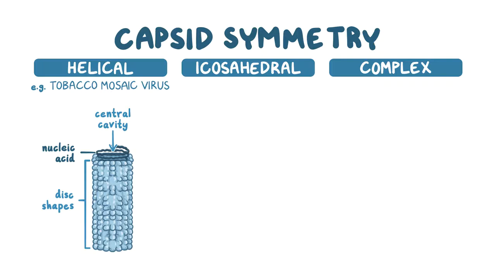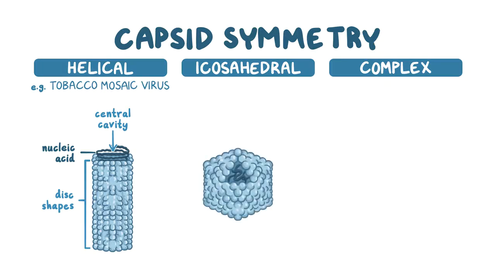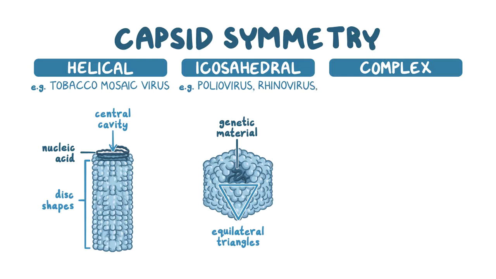Moving on to the icosahedral viruses, which are made up of equilateral triangles fused together in a spherical shape that fully encloses the genetic material. These viruses are released into the environment when the cell dies, breaks down, and lyses, thus releasing the virions. Some examples of icosahedral viruses include poliovirus, rhinovirus, and adenovirus.